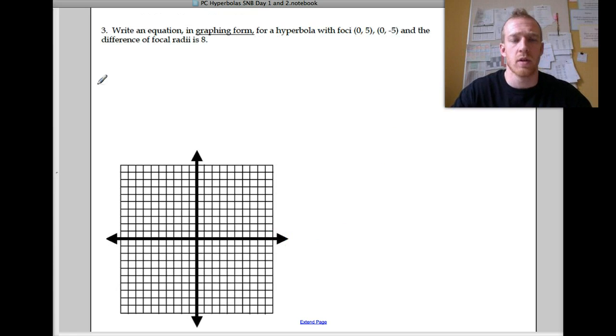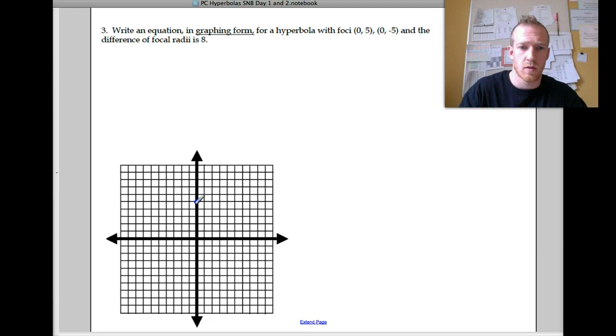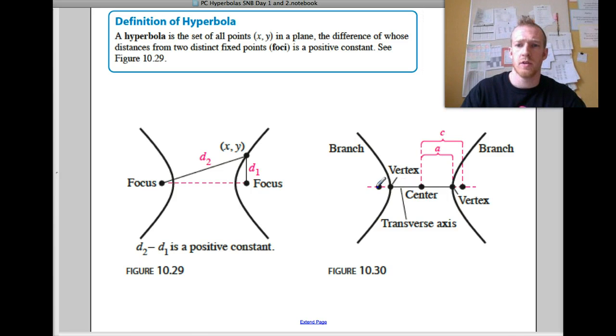Now, this is the doozy. Write each equation in graphing form for the hyperbola. Alright, so here are our foci. They're vertical, my bad. So it's at 0, 5, and 0, negative 5. Those are the foci, so the vertices are somewhere in between those. So if we look at this picture here, these are the foci. That distance is c. This distance is a.